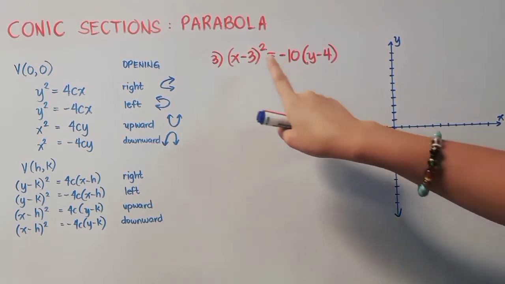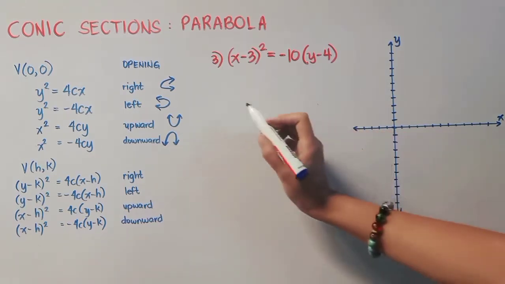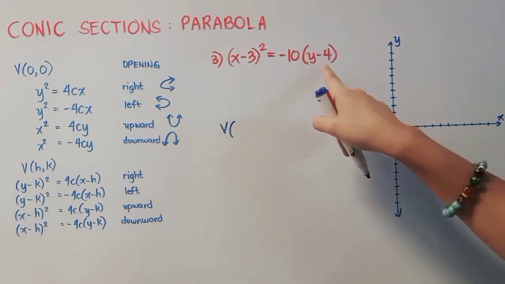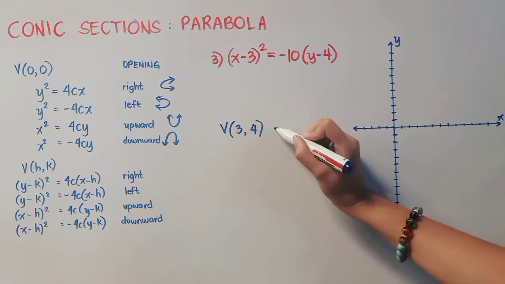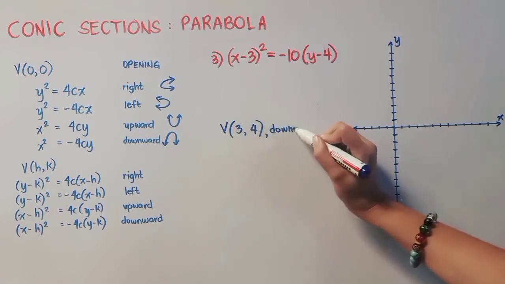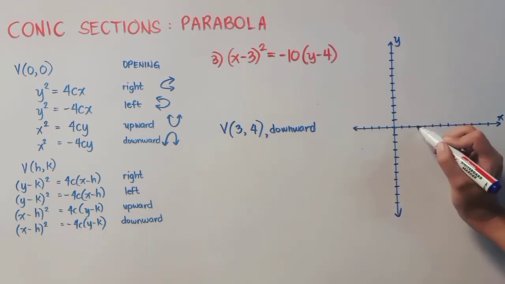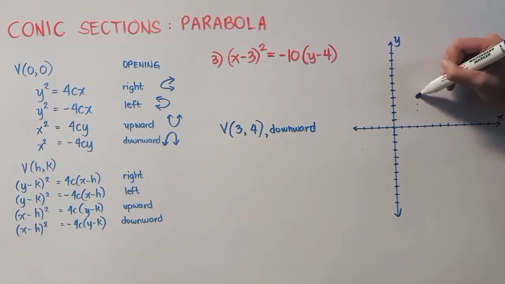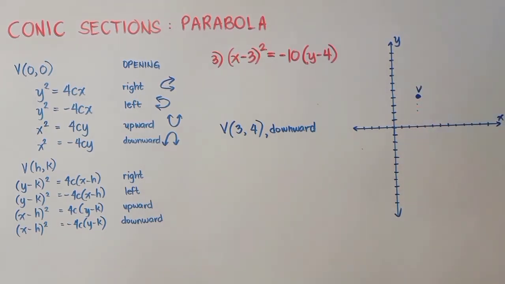We are now on number 3. This form here is just the same with this form. Therefore, our vertex here is (h, k). This is our h here and this is our k. So that's 3, 4. And the parabola opens downward. So we will plot our vertex first. That is positive 3 here and then 4. So this is our vertex.